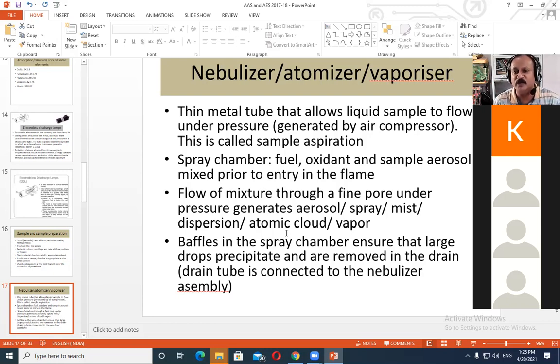The fuel will go into the flame. Obviously it will be burnt. The sample aerosol will then go into the flame, where the sample will be burnt. The compounds or molecules will be burned down so that pure atoms will be generated. In order to make that generation of pure atoms very efficient, we need to disperse the sample into a fine mist, or a vapor.